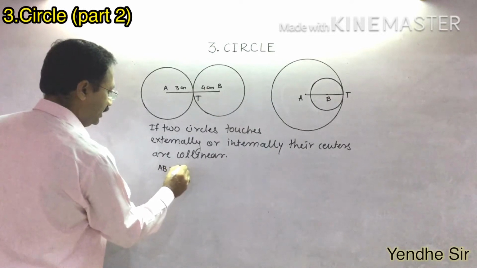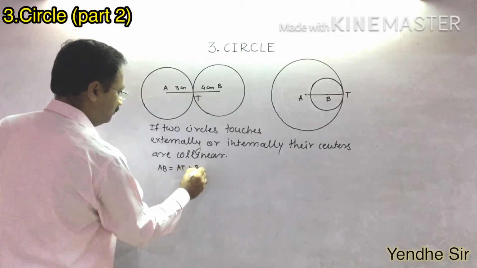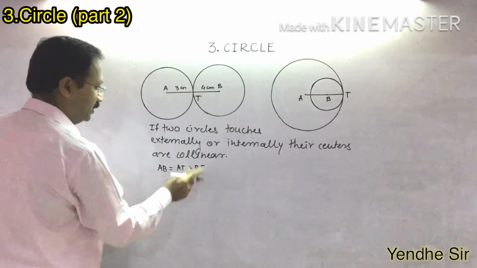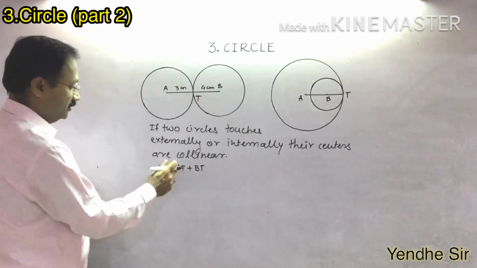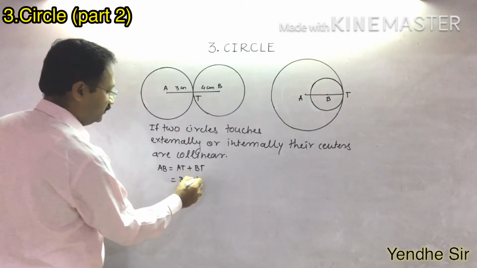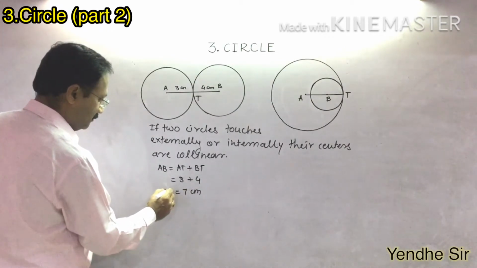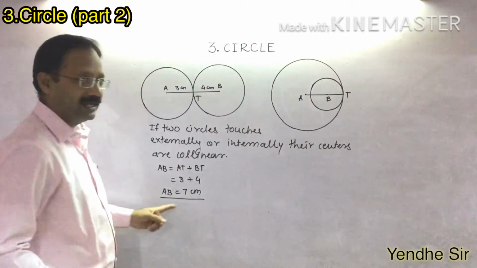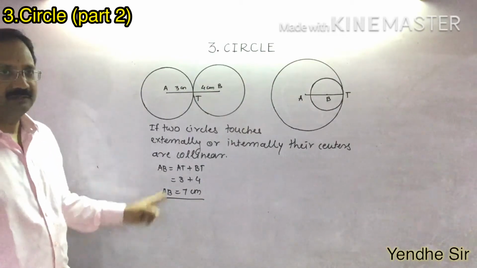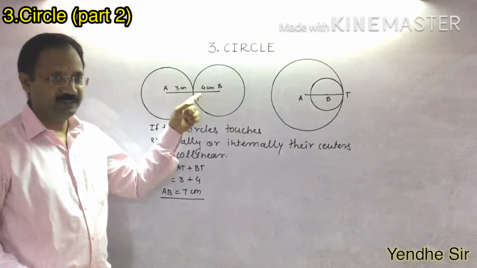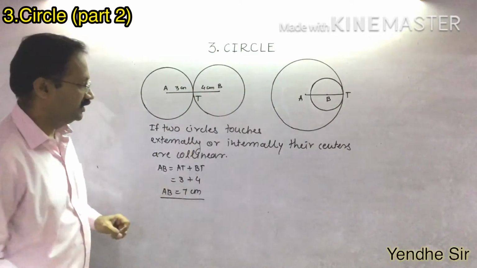AB is equal to AT plus BT. But remember, you have to write the statement first. So AT is given 3 and BT is given 4. Our answer is 7 centimeter. But you have to write your answer in a full statement. The distance between the two centers is 7 centimeter.